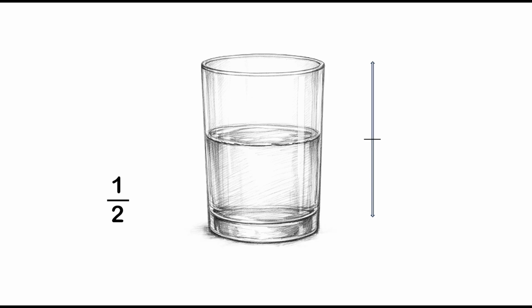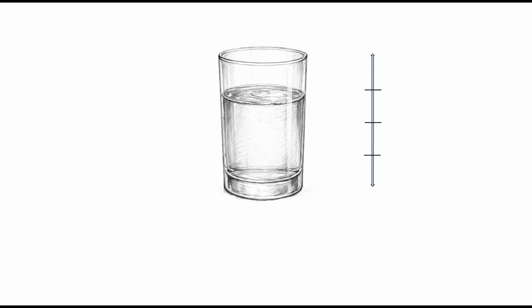If we use a measuring tape to mark the glass into 4 equal levels and the water reaches the third mark, we have a new fraction. Since 3 out of the 4 parts are full, we write 3 at the top and 4 at the bottom.